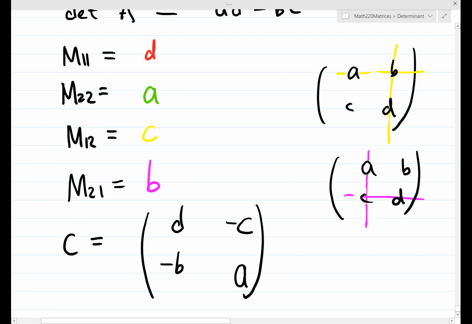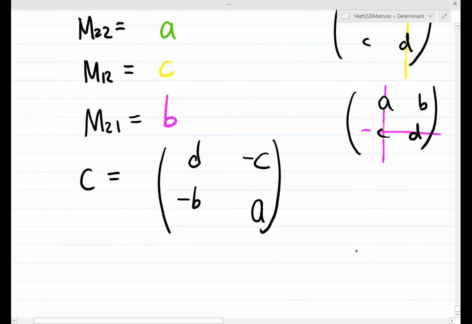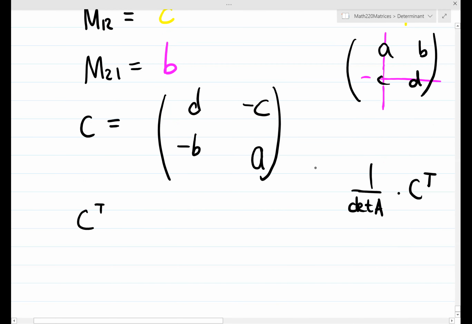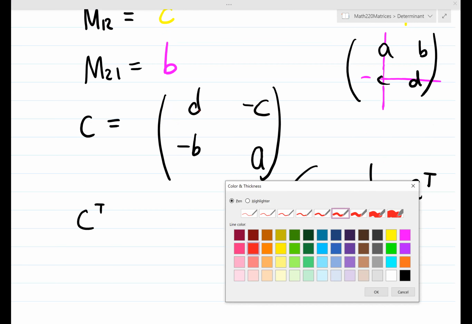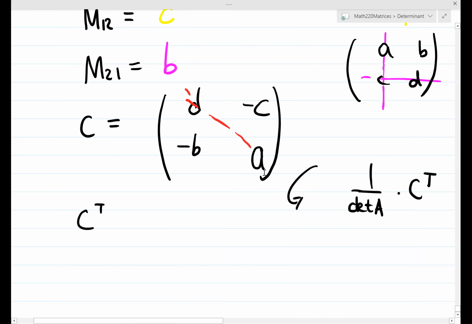Remember, A inverse is 1 over determinant A times C transpose. So we need to transpose that matrix C. C transpose, so we flip with respect to the main diagonal. The main diagonal does not change, but then C switches with B.